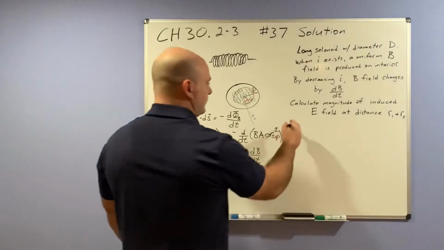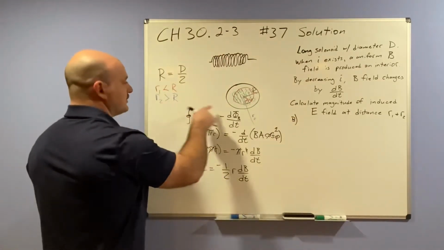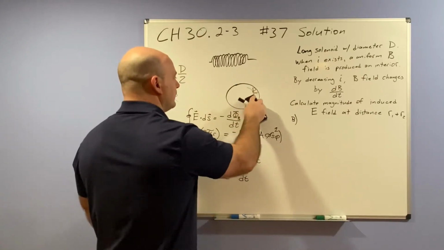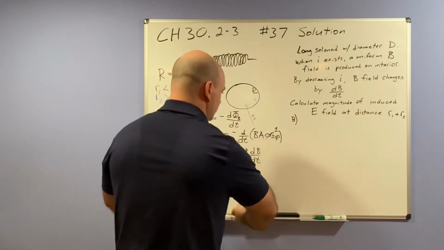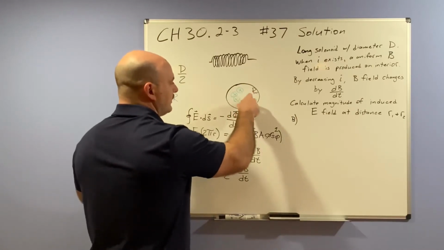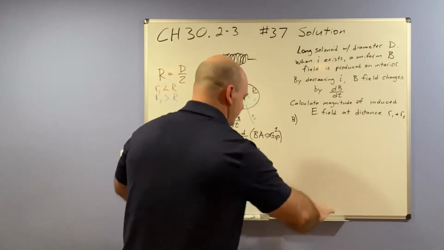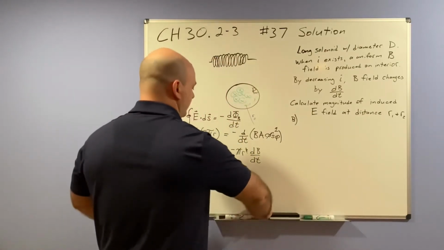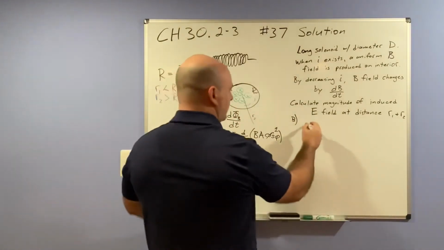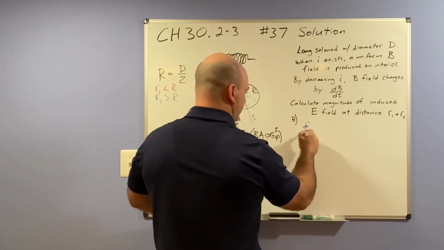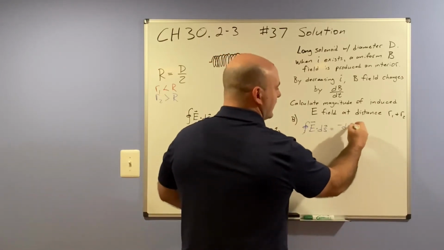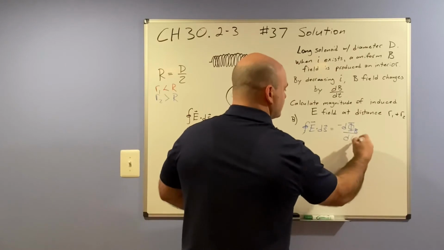Okay, for part B, where R2 is greater than big R, we're out here. Let me erase this here. We have the same sort of situation. The magnetic field is still into the board, all in here, and we're looking for the electric field out at a distance of R2 from the center. So the governing equation is the same. We have the path length integral, the closed loop integral of E dot ds is equal to negative the rate of change of magnetic flux.